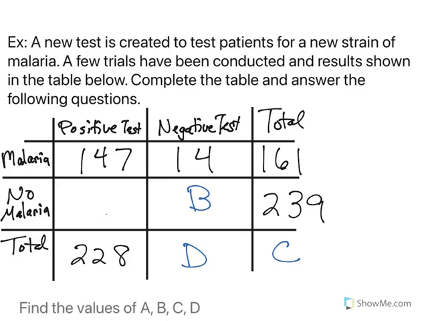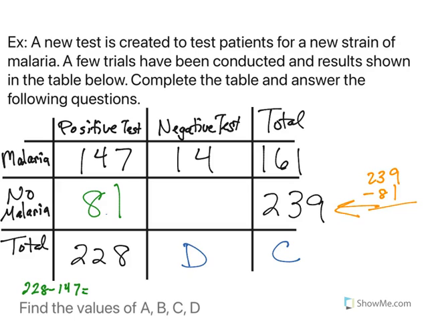Well, we can say if I know the total of positive tests is 228 and 147 of them are actual positives or actually have malaria, then the difference between those, which happens to be 81. So 81 positive tests have no malaria. Okay, let's go to B. Well, now we can think of it this way. No malaria. There are 239 of those people. 81 of them test positive. That means the rest will test negative, which is 158.